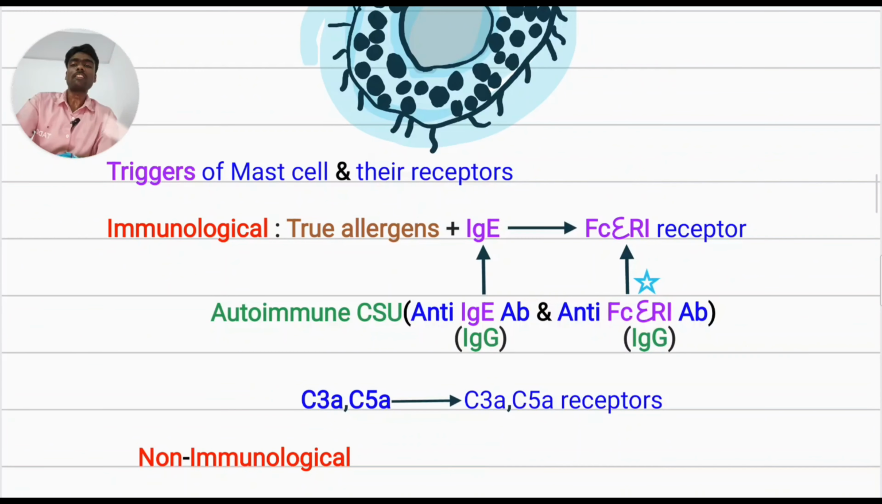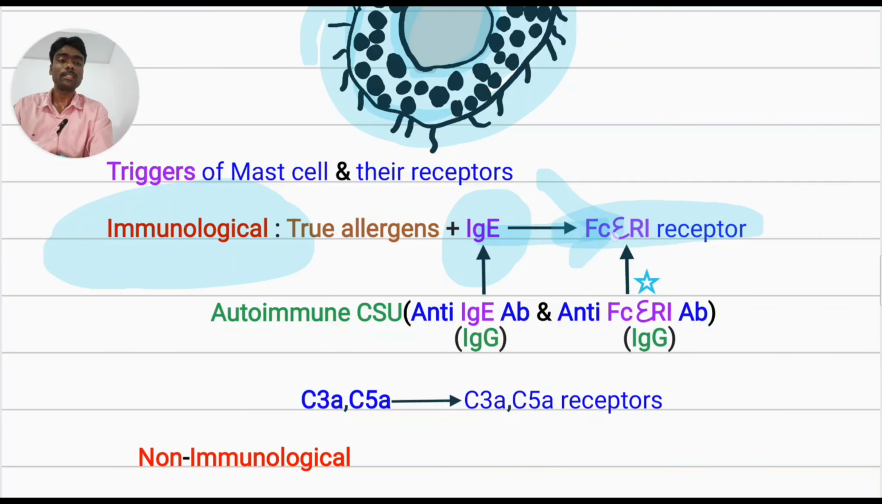Coming to triggers of mast cell. Triggers are divided into two types. One is immunological. The main thing under the immunological list is IgE antibody with its receptor Fc epsilon R1 on mast cells. Whenever a true allergen enters the body, it will bind to IgE antibody, which in turn cross-links Fc epsilon R1 receptor, leading to activation of mast cell.